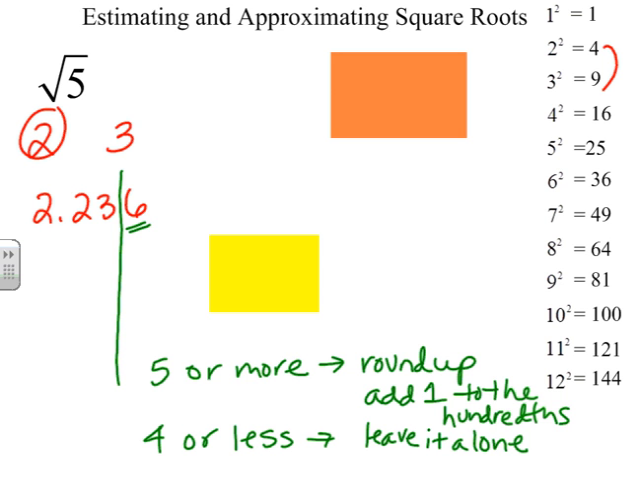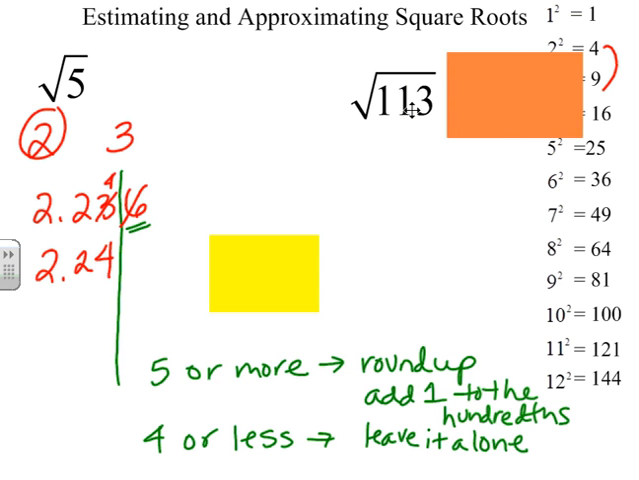Okay, so when we take a look at our problem here, 2.236, this 6 means that we've got to round the 3 up. This will tell us that this 3 will become 4. So when we want to approximate the square root of 5 to the nearest hundredth, we would say it's 2.24, 2 and 24 hundredths.